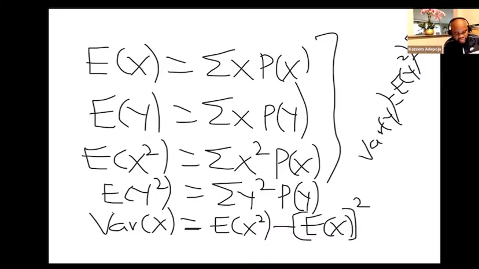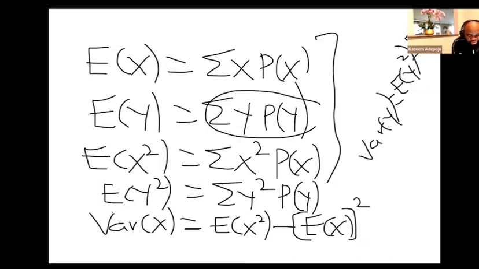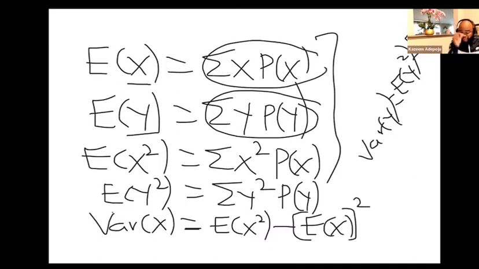For the expected value of y, is that the summation of y times p of y, or the summation of x times p of y? Oh, I think I made a mistake here. Sorry about that. It should be y all through for y, and x all through for x. So thanks for catching that. That's a mistake by me.